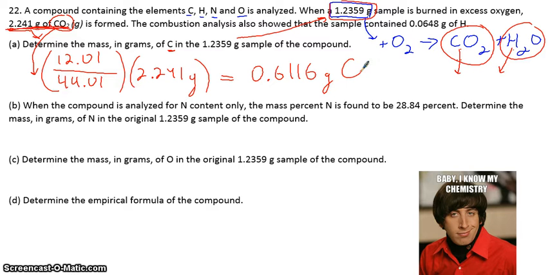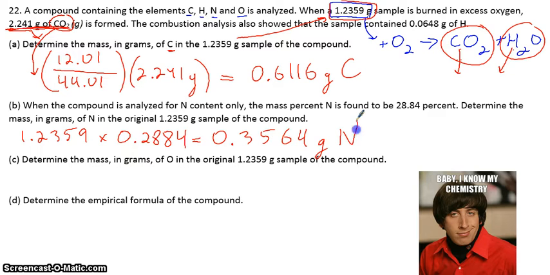Now, part 2 says when the compound is analyzed for nitrogen only, the mass percent of nitrogen is found to be 28.84%. What's the mass of nitrogen in the original? This is easy enough since we're told that the nitrogen makes up 28% of this. Just multiply this amount, 1.2356, by 0.2884. In other words, percent divided by 100. So just remove the percent, get the decimal, and this should get us a value of 0.3564 grams of nitrogen.